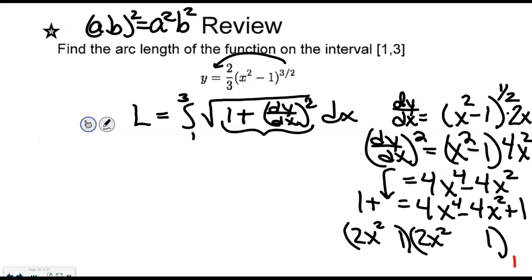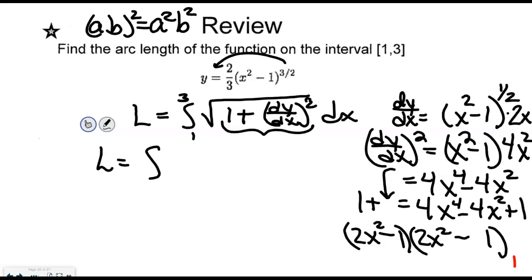Minus and a minus. For a second I had a brain fart, but is that good? Yes. I would FOIL it, double check it, that looks great. Okay, that's 2x squared minus 1 squared that's going under this root.